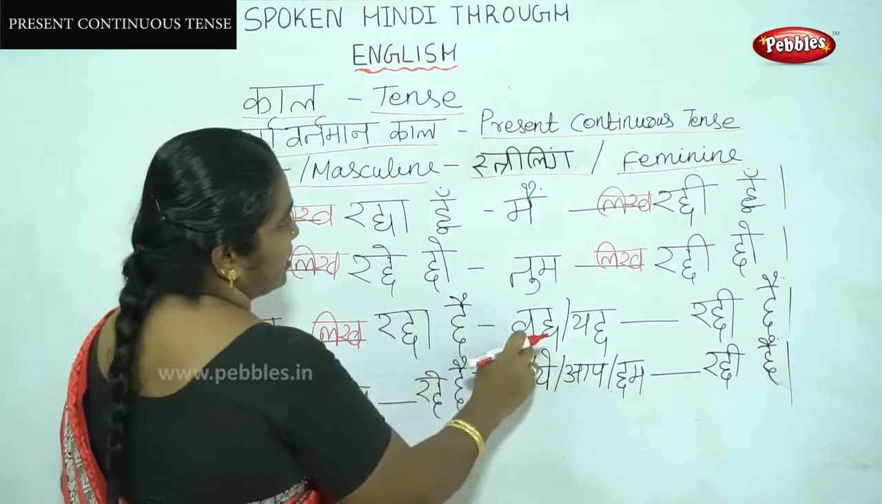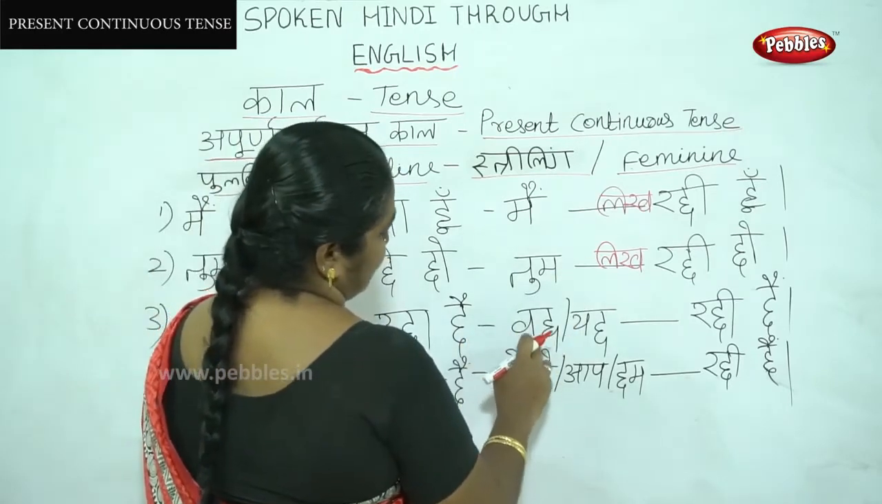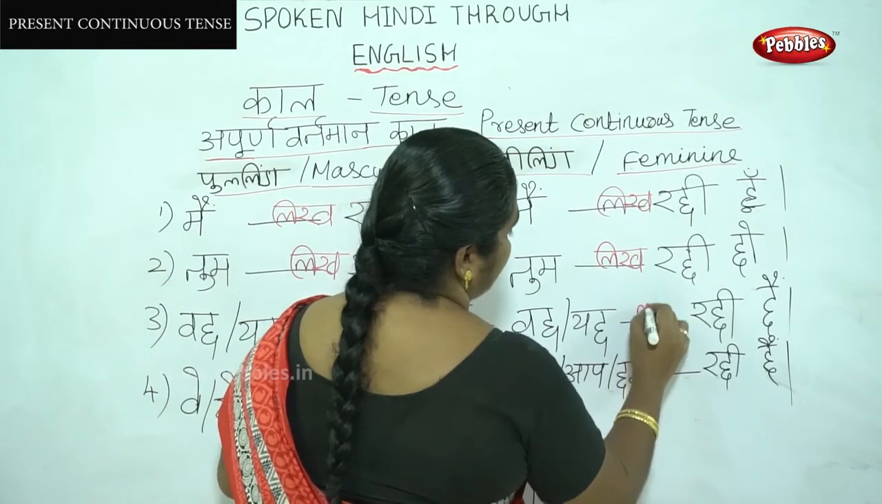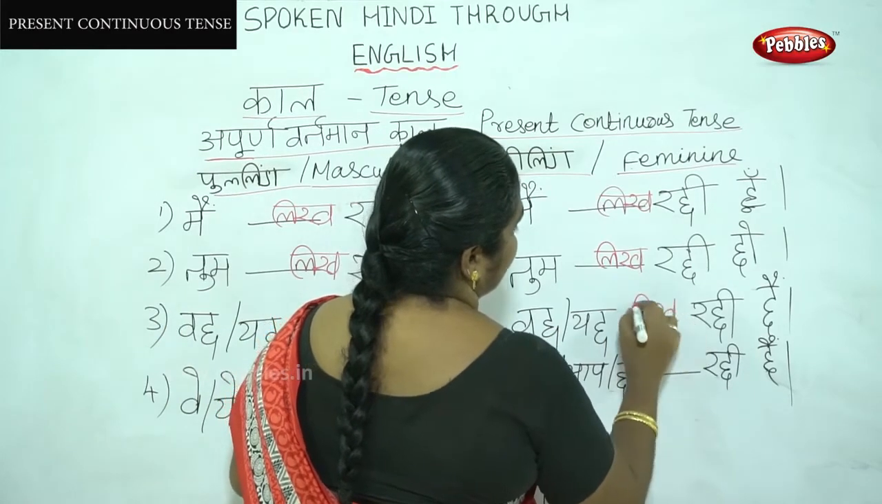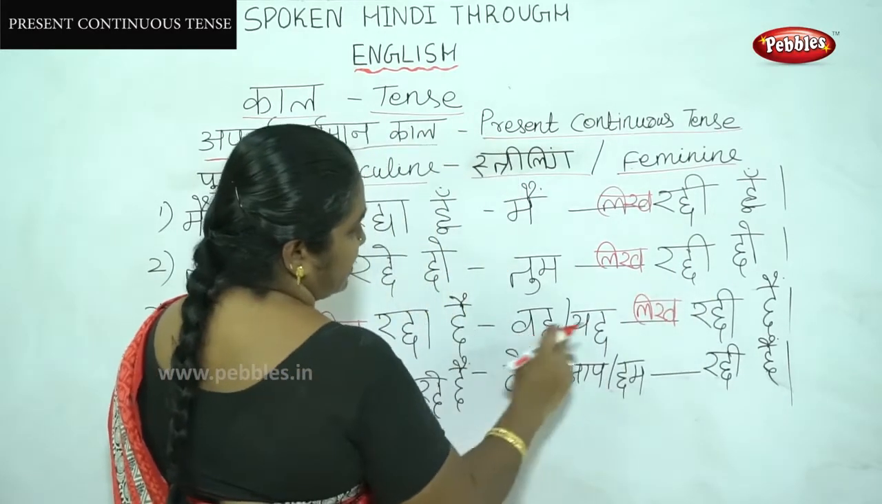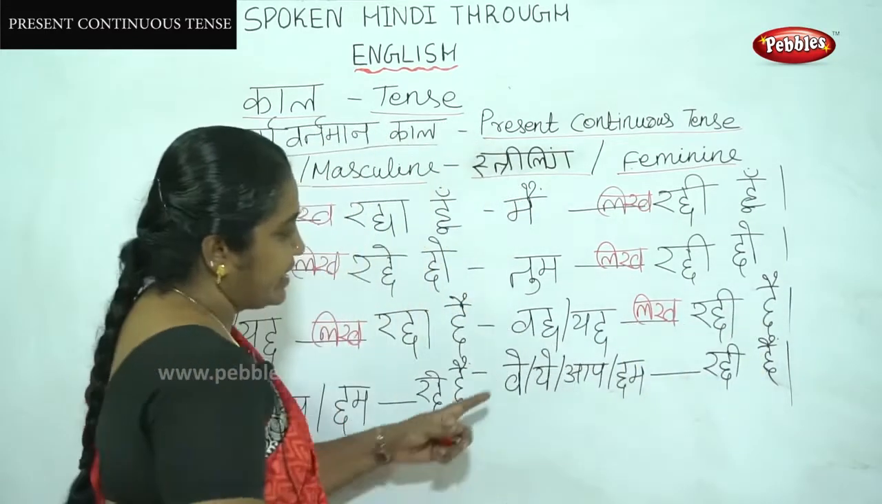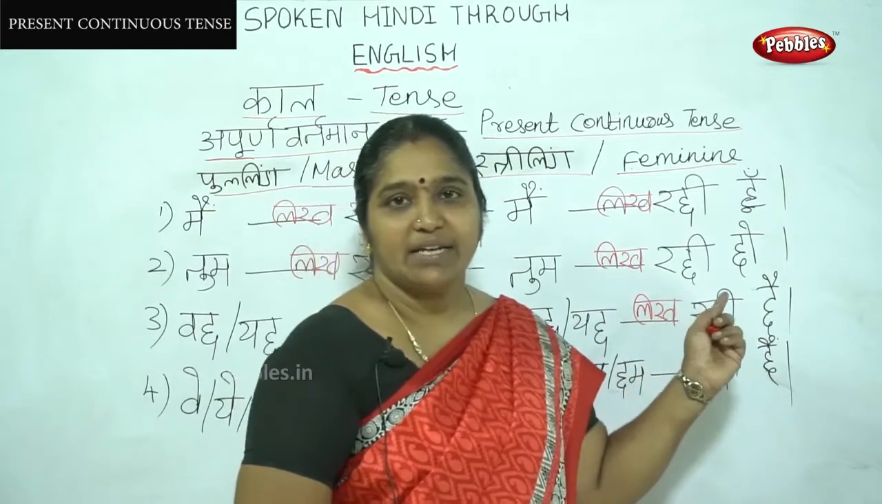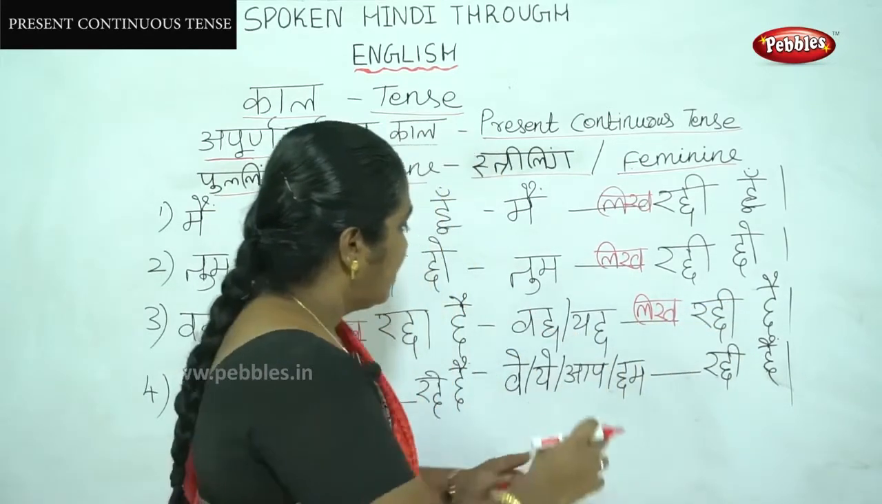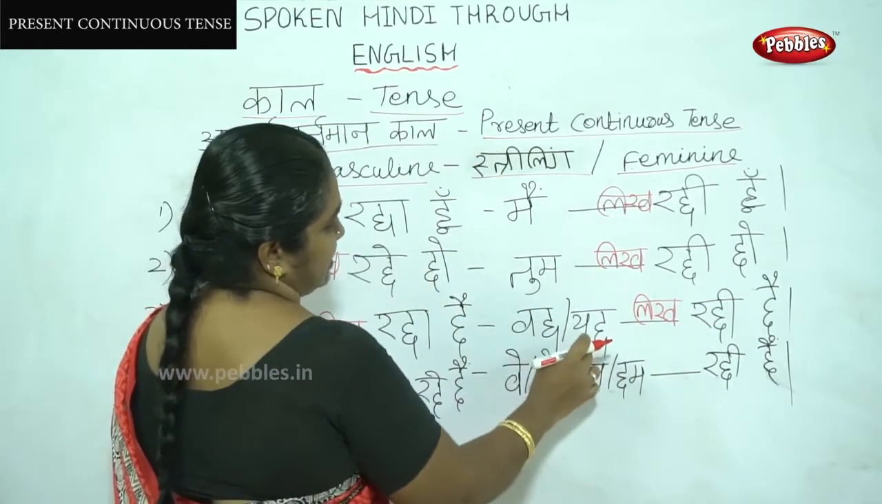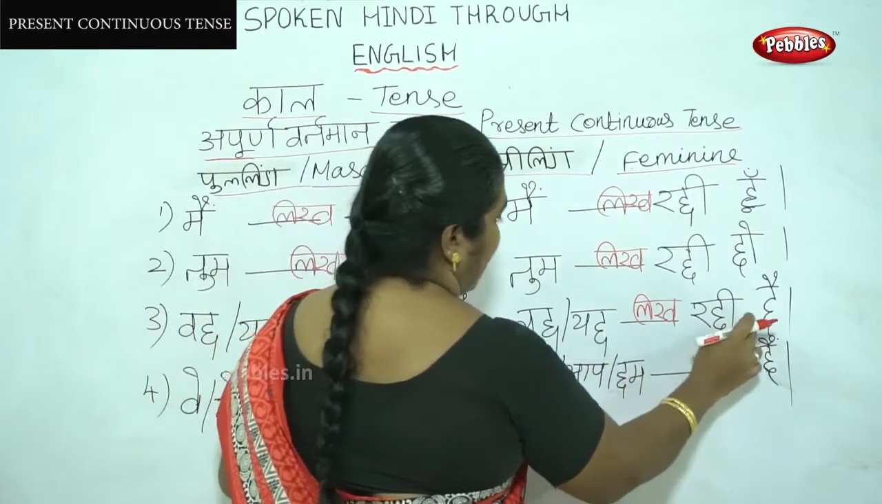Then going to the feminine, vah. Here we can put likh. Vah likh rahi hai. She is writing now. Here also yah, yah likh rahi hai.